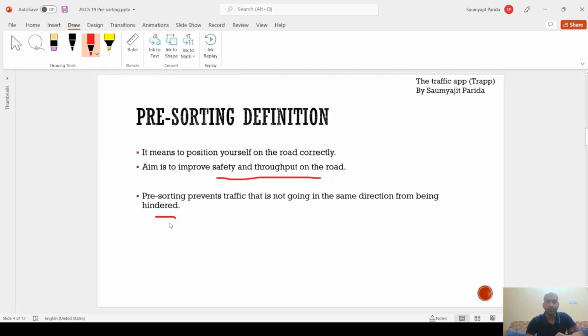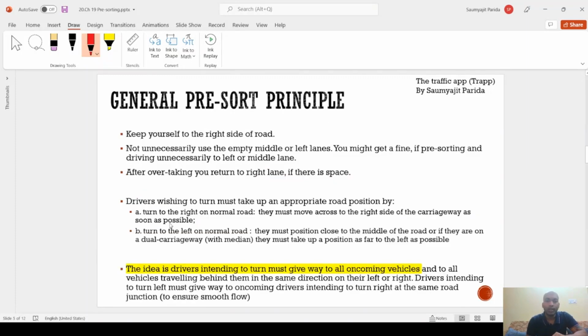Very easy. Okay, general pre-sorting principles. Always keep yourself on the right side of the road. Even if the road is empty, there is no one there, keep yourself to the right side of the road. Do not unnecessarily use the empty middle or left lanes. This is what we discussed just now, that you always keep to the right. You might get a fine for driving unnecessarily in the left or middle lane.